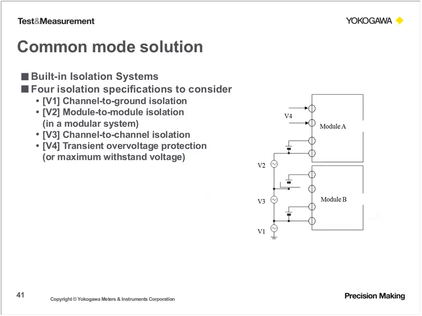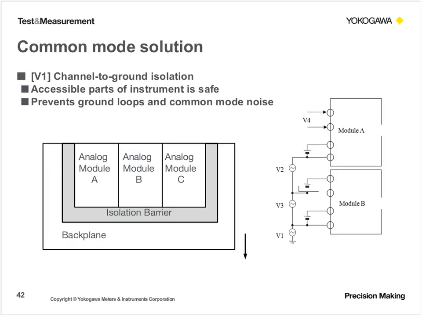So there are different built-in isolation system architectures. I just want to briefly go over the four common types that we have here. The first one is channel-to-ground isolation. Then you have module-to-module isolation, where one module is isolated from the second module. You have your channel-to-channel isolation system, where each channel has its own A to D converter. And then the last thing is you have a specification for maximum withstand voltage. So that's also an insulation type barrier.